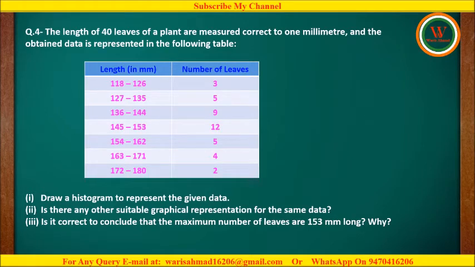We can observe from this given data the very first class interval is from 118 to 126. In the second class interval, we are having 127 to 135. So here we can observe that all these classes are given in inclusive form. So first of all, we have to convert all these classes into the exclusive form. So let us see how to convert all these classes into the exclusive form.